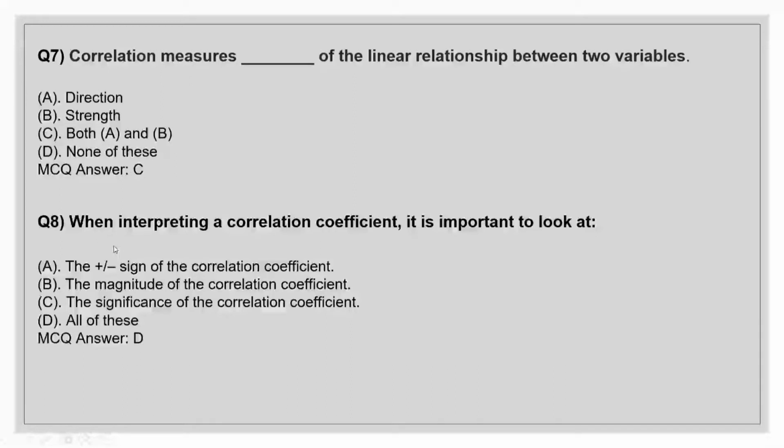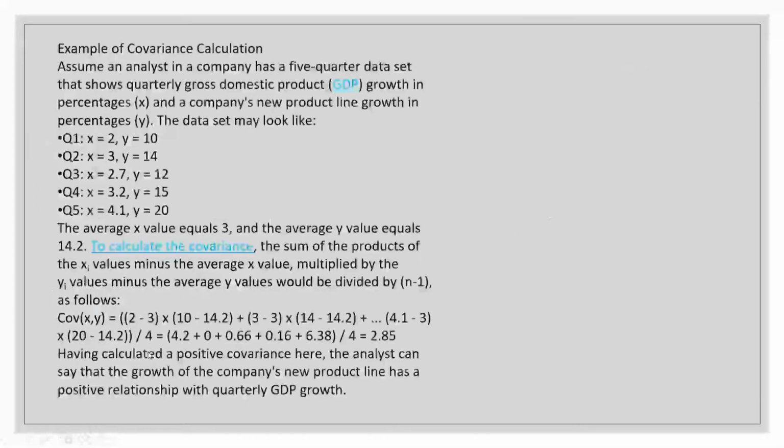When interpreting a correlation coefficient, it is important to look at the minus and the plus sign of the correlation coefficient, the magnitude of the correlation coefficient, the significance of the correlation coefficient. All of these statements are correct with respect to the correlation coefficient. So the correct answer is all of these, D. Now moving on to the numericals.